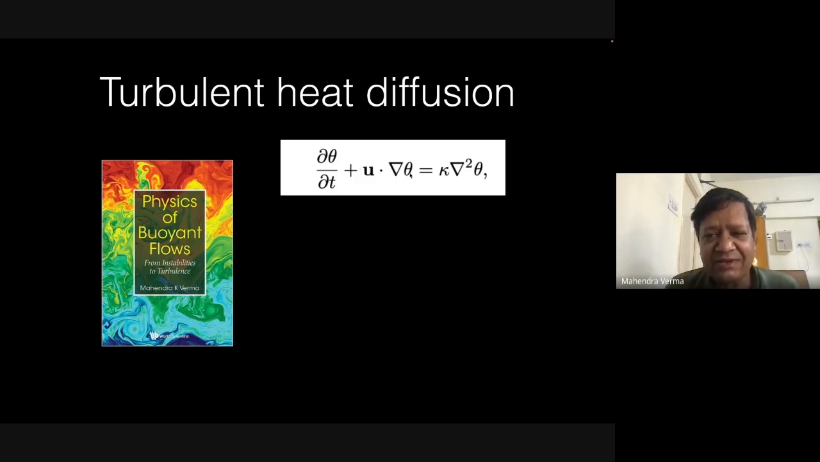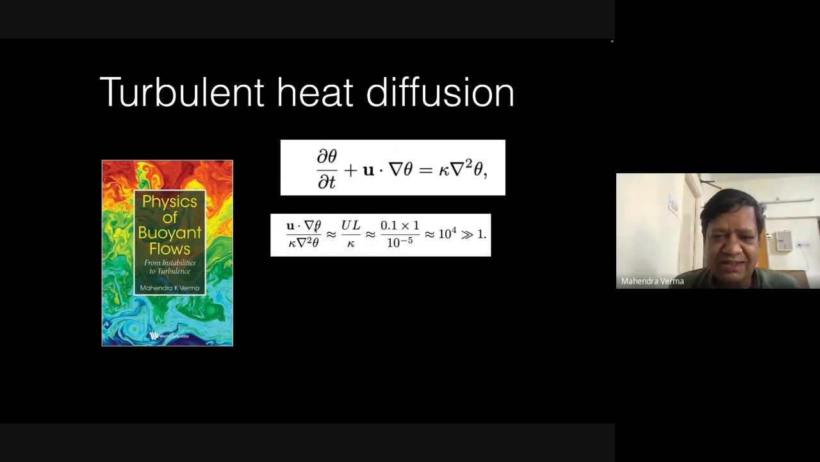Now we may ask, is the nonlinear term bigger or the diffusion term bigger? So which is bigger among the two? We can do the estimate. U dot grad theta by kappa grad square theta gives U L by kappa. For this estimate I am using U as 0.1 meter per second, L is 1 meter, kappa is 10 power minus 5 meters square per second. So the ratio is 10 power 4. This is a typical scenario in the atmosphere. So you see the nonlinear term is bigger than the diffusion term.